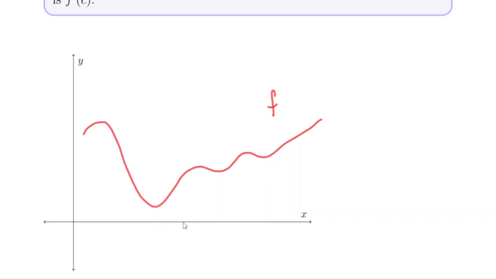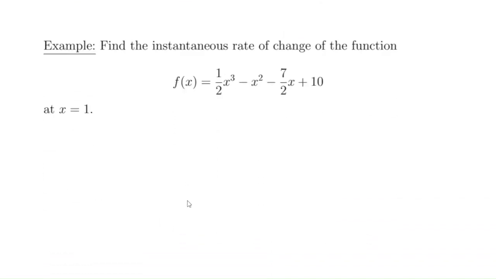So let me draw in a particular value here. Let's draw it in blue. At this point here, the slope of the tangent line there, right, f prime of c would represent the slope of the tangent line. That's the instantaneous rate of change of f at x equals c. So notice we're not talking about how the function is changing over an interval. We're talking about how is the function changing at one particular value, okay, at x equals c. So let's look at an example.